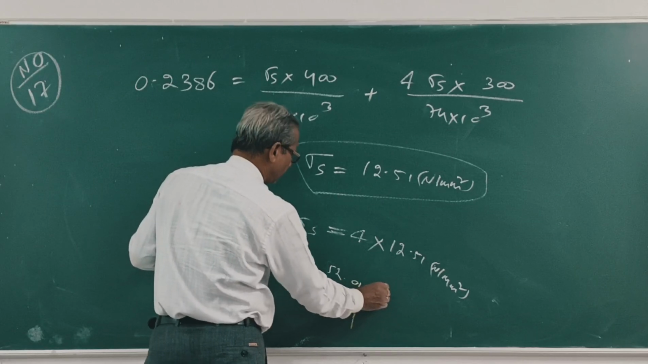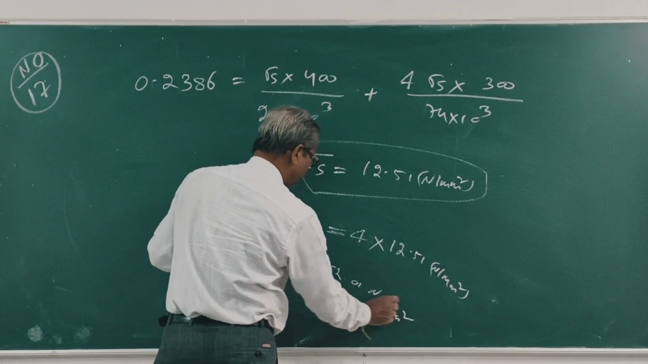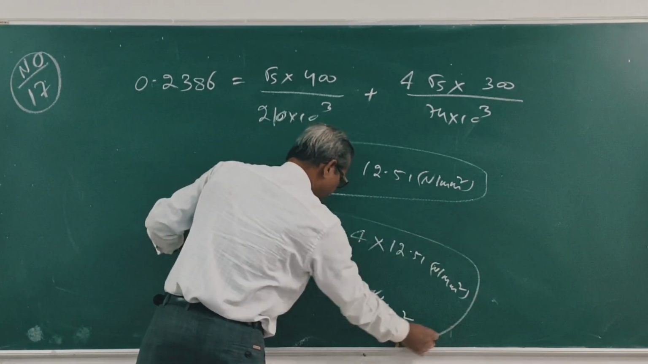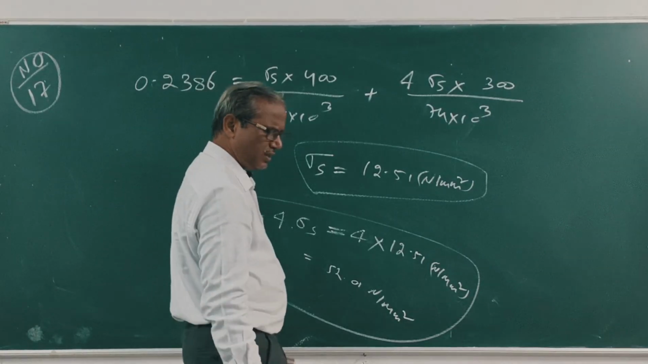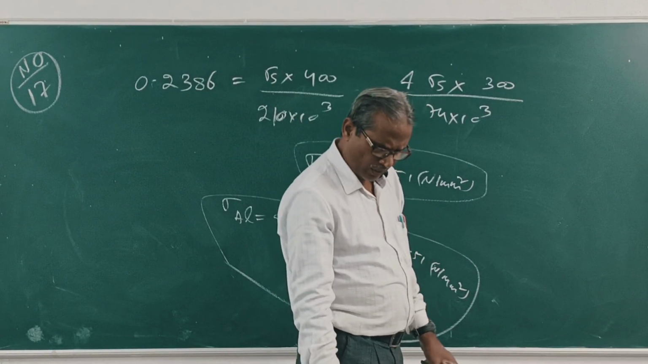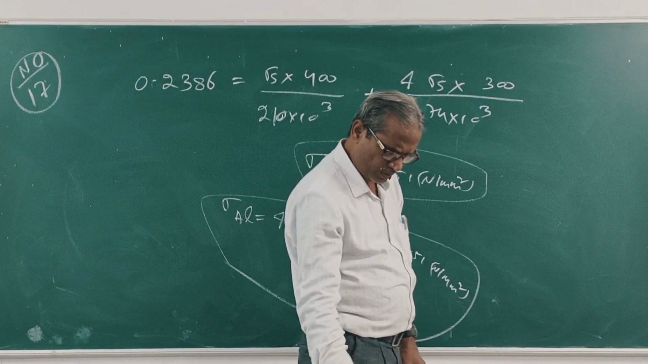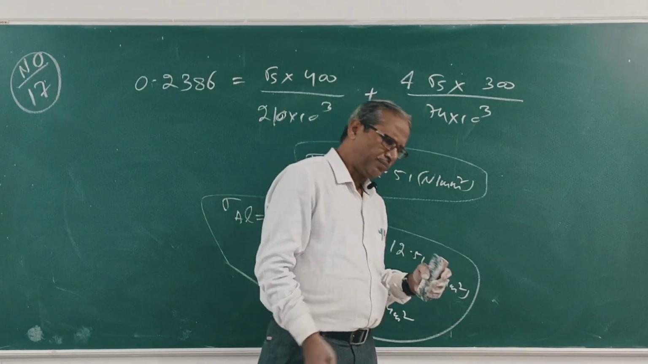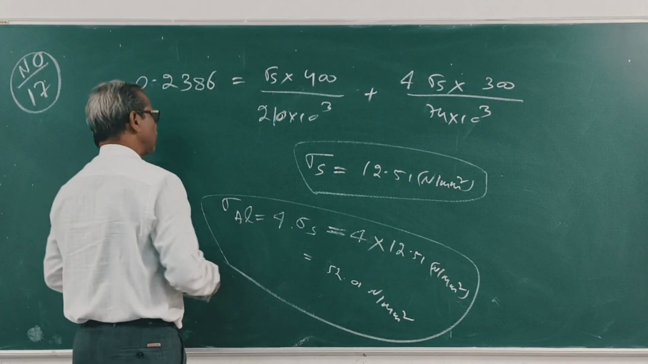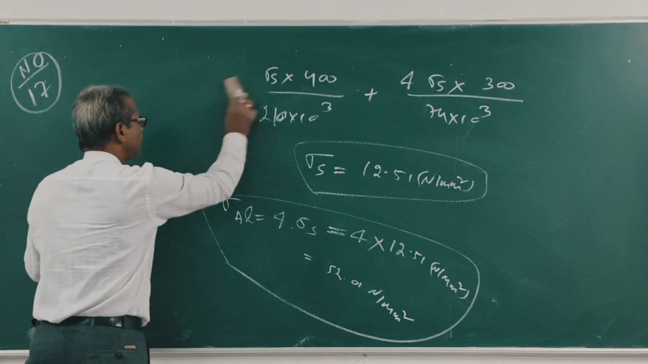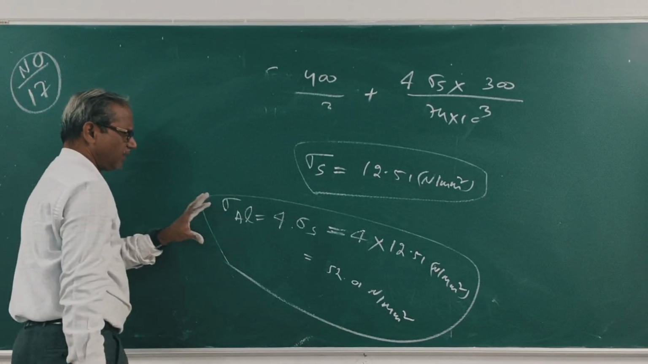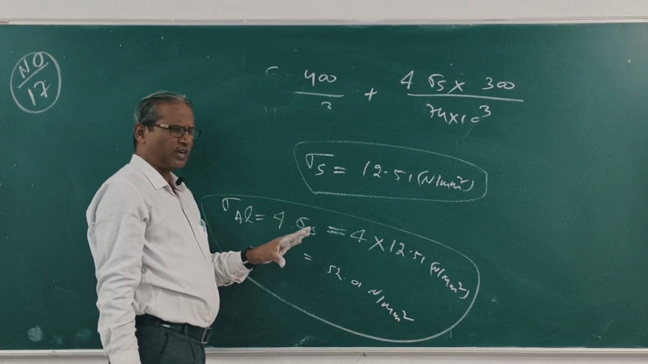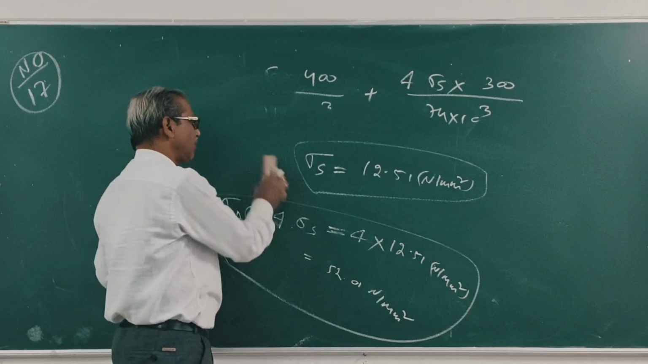52.01 Newton per mm square. This is when supports are not yielding. Clear? Now, when supports come near each other by 0.1 mm, bit 2. This is the question when the supports are not yielding, unyielding.